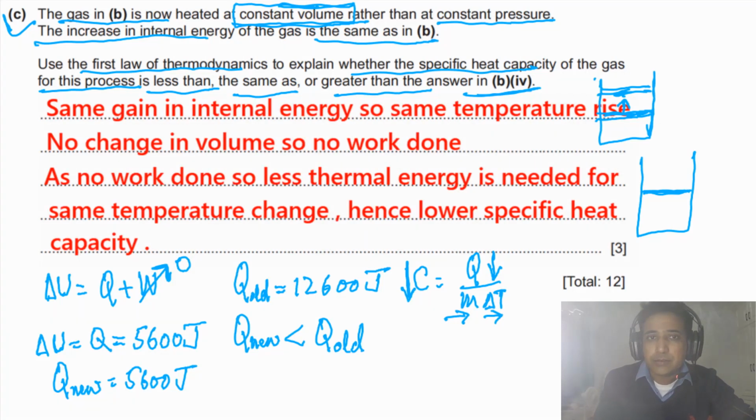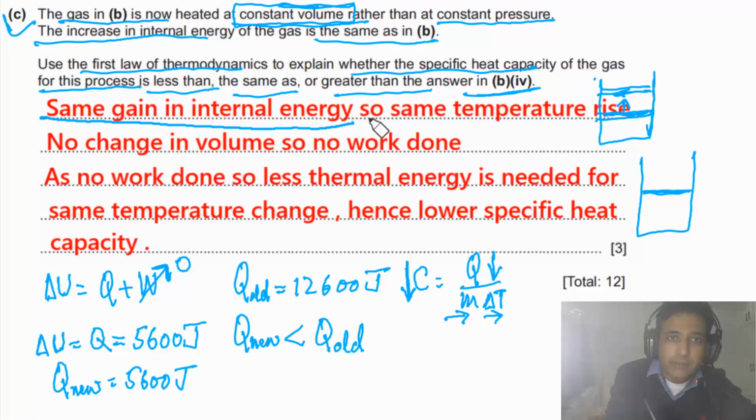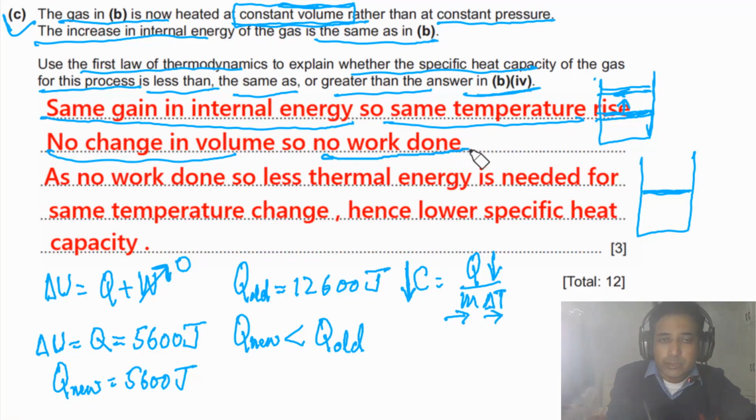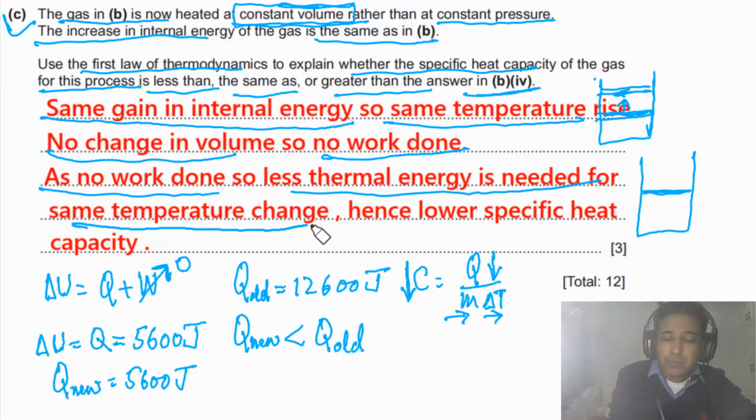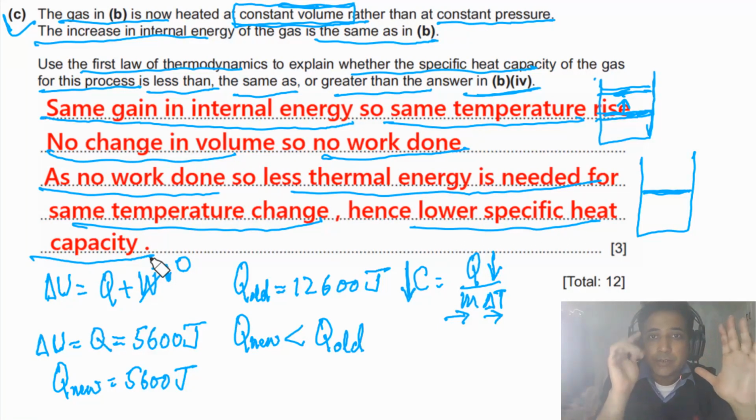In the answer, you can mention these points. You can say same gain in internal energy, so same rise in temperature. No change in volume, so no work is done. As no work is done, less thermal energy is needed for the same temperature change, hence lower specific heat capacity. So this is how we need to answer. So these 2 points are very important.